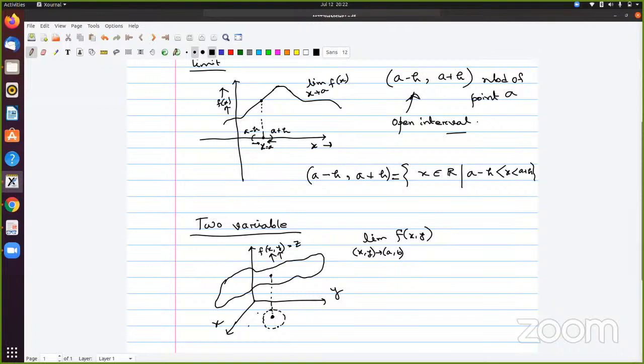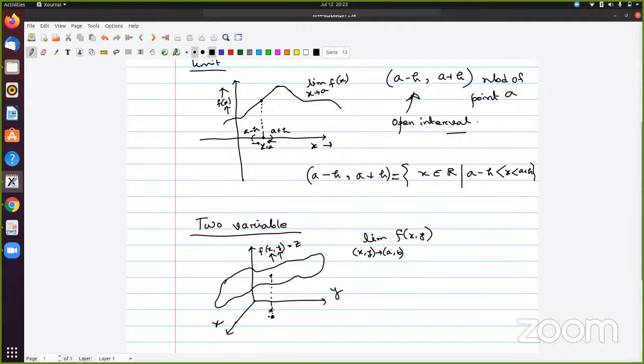But is it only a circular thing? Is that necessary? No. It can be of any shape. In one variable, there is only one possibility, which is on the straight line. There is no other possibility. But here we can take anything. This is also a neighborhood, which is not a circle, a triangular shape. Anything square or rectangular is possible here. So for (a, b) there can be infinitely many possibilities in multivariable calculus.